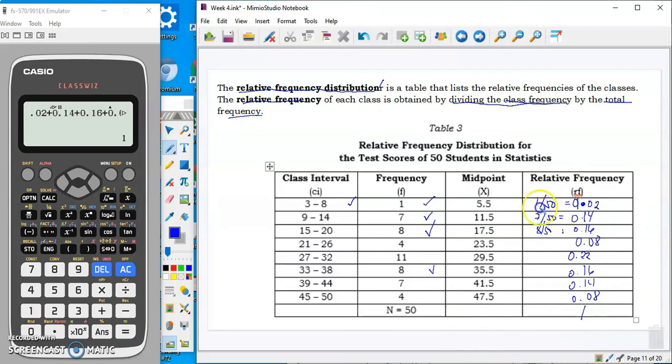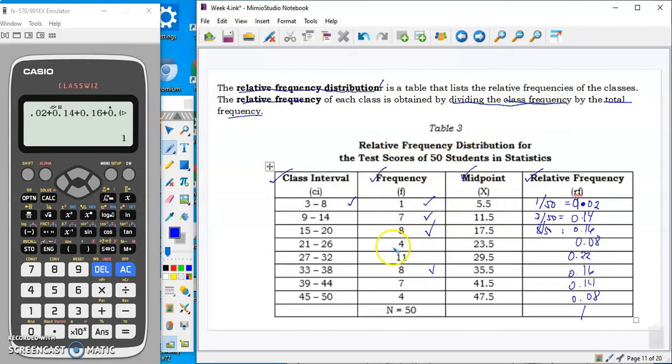Okay. Now, where do we use this? When we are doing the relative frequency distribution for the test scores of 50 students or any relative frequency distribution that we are going to construct, what do we need in our table? We need the class interval, the frequency, the midpoint or the class mark, and the relative frequency. Once you have these 4 items, then it is already complete. You already have your relative frequency distribution.